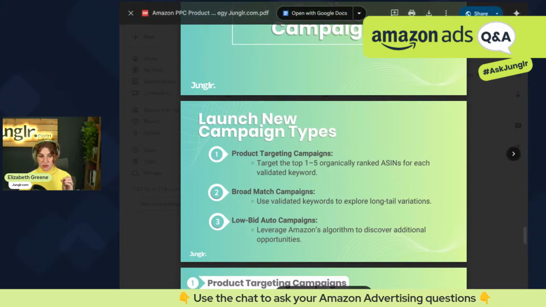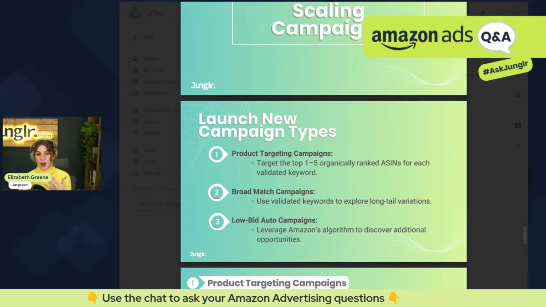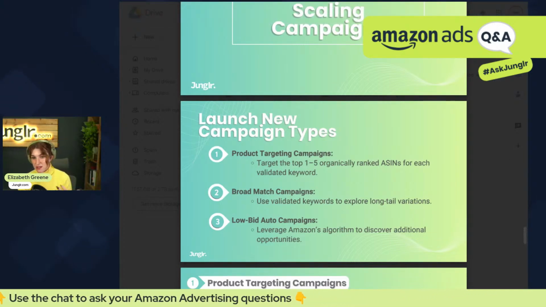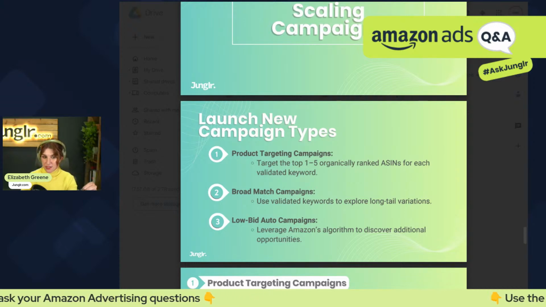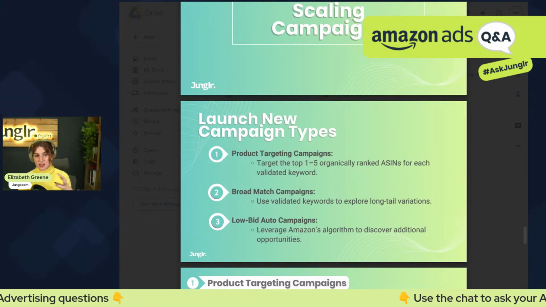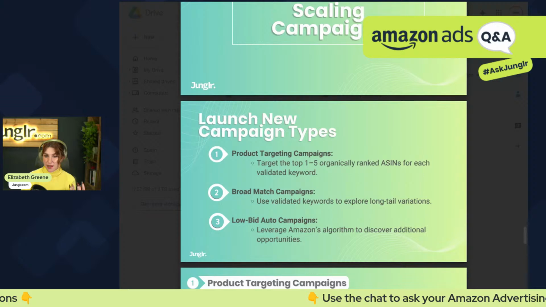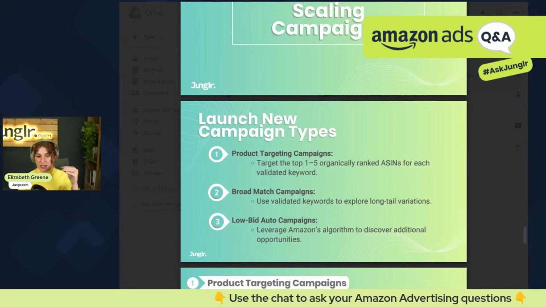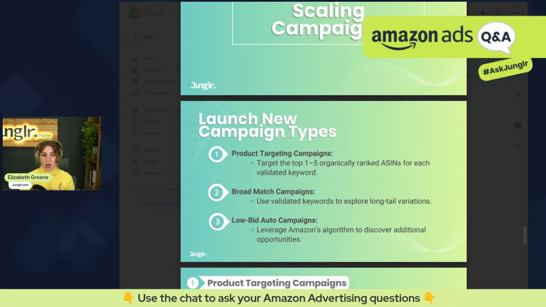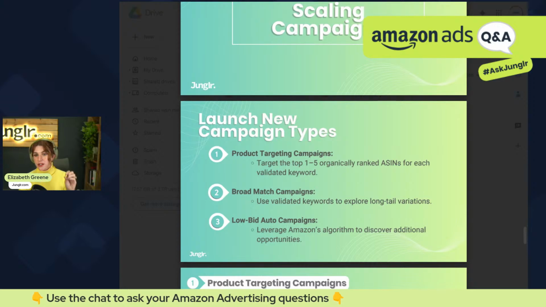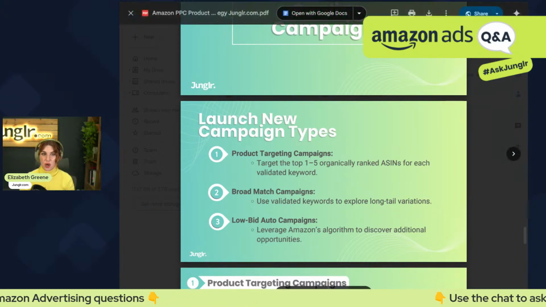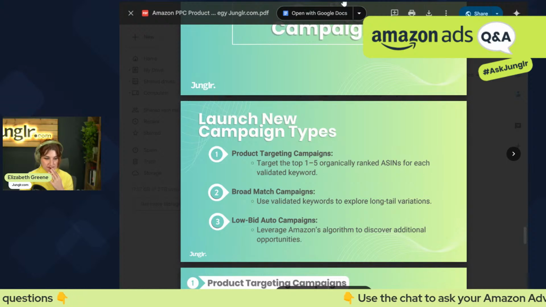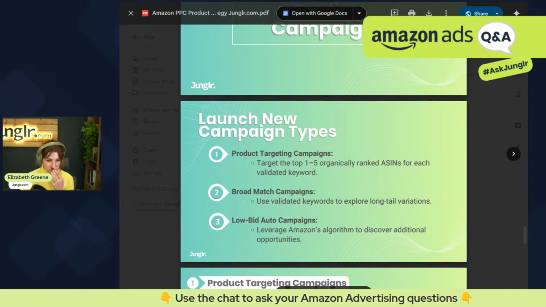And then what we're saying is, okay, now let's target the top 1 to 5 organically ranked ASINs only on the validated keywords. Let's launch a single keyword broad match campaign only on the validated keywords. And again, we're putting low bids here. Now let's launch the low bid autos because we've already pushed ourselves into the market. We already know where we convert. So that's the strategy.